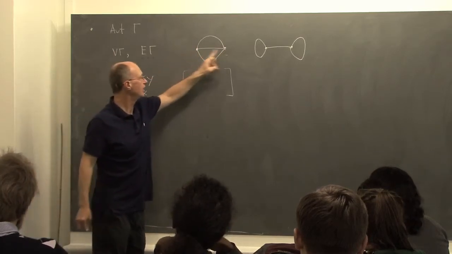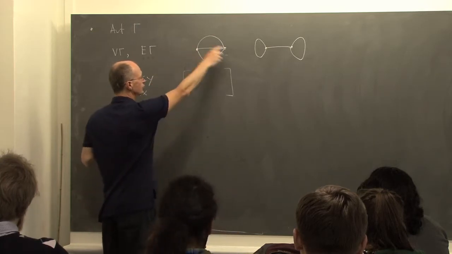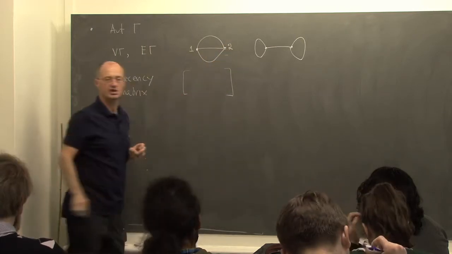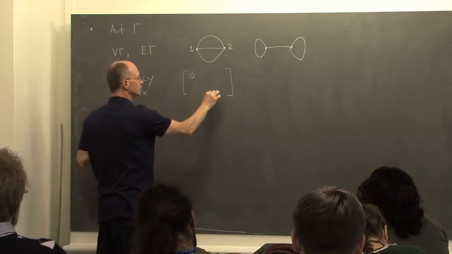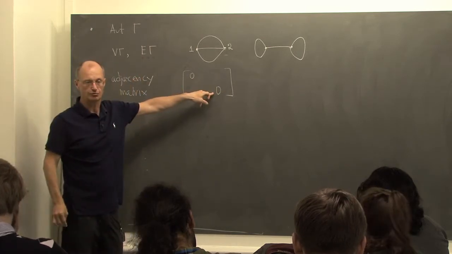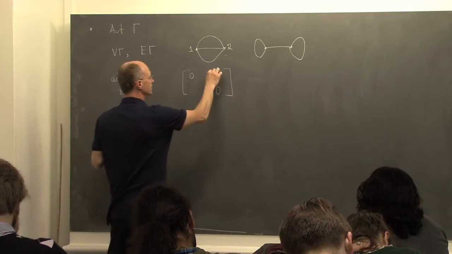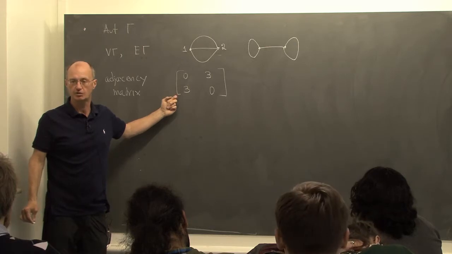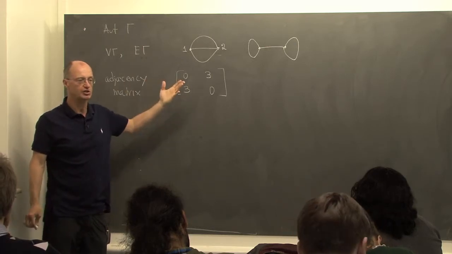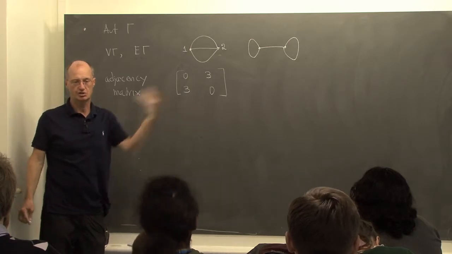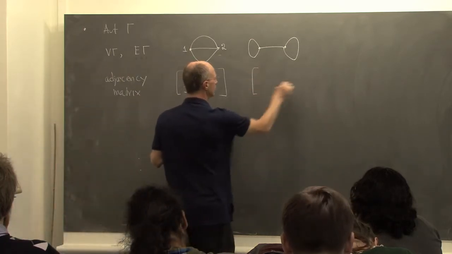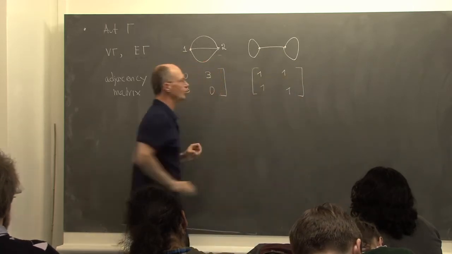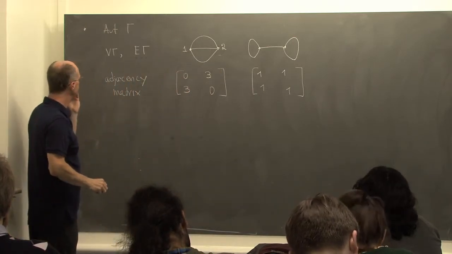For instance, here you have two vertices, so this will be a 2x2 matrix. I can choose this one to be 1 and the other one to be 2. Then there are no loops, so on the diagonal I would have 0. And off diagonal here, I will have 3 and 3. So the adjacency matrix is by definition symmetric, right? Because we have non-oriented edges, as many connect i to j as j to i. So here the adjacency matrix will be 1, 1, 1, 1. Right? Okay.